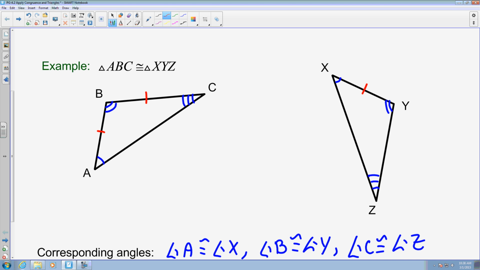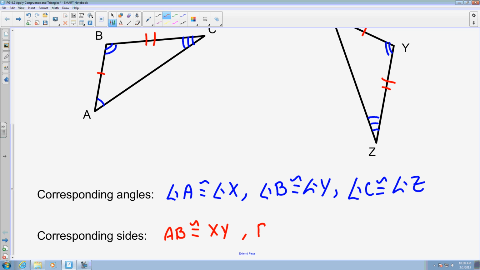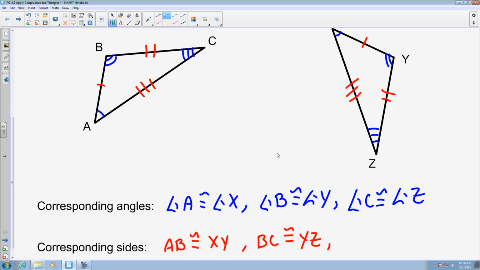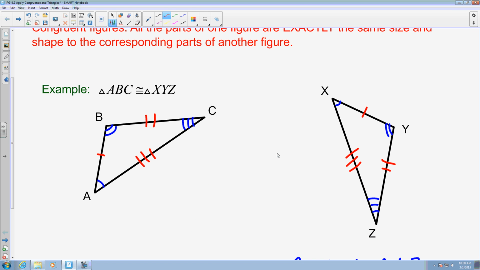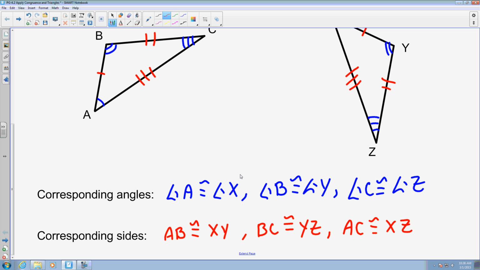Looking at the next one, I have BC here. BC in the naming is the second and third letter in my statement. So the second and third letter in the second one would be YZ. So that means that BC is congruent to YZ. And then finally, I have AC and XZ here. So AC is congruent to XZ, because it was the first and last in both of the corresponding figures. So that is how you identify the corresponding angles and corresponding sides of a congruent statement.